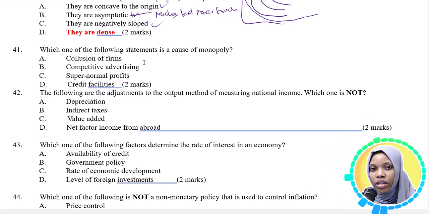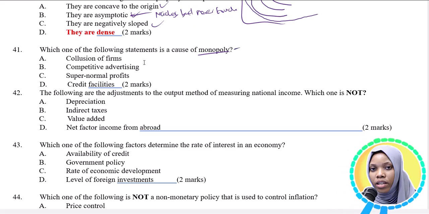Choice A is collusion of firms. Choice B is competitive advantage. Choice C is supernormal profits. And choice D is credit facilities. Which one of the following is a cause of monopoly?